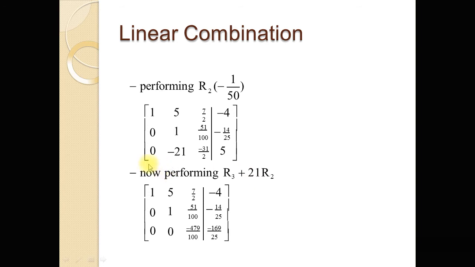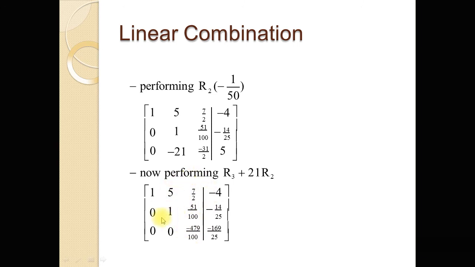Now for another operation, multiplying the second row by 21 and adding it to R3, we obtain 1, 5, 7/2, -4; 0, 1, 51/100, -14/25. And now in the third row, 0, 0, -479/100, and at this position we obtain -169/25. So after performing the row operations, this is now the echelon form.